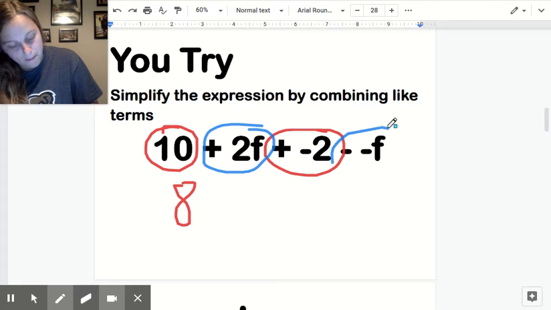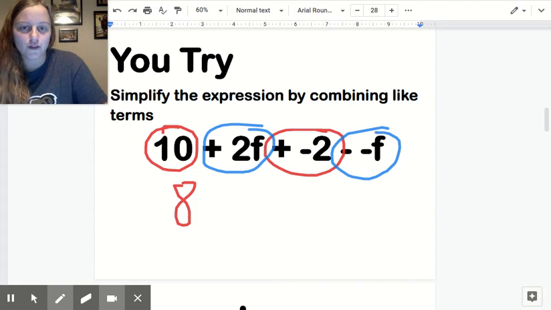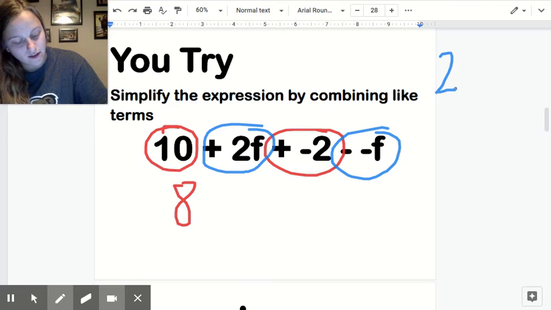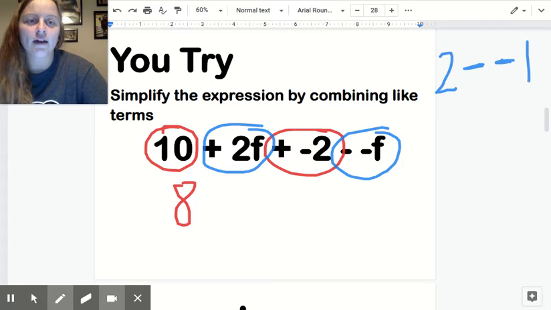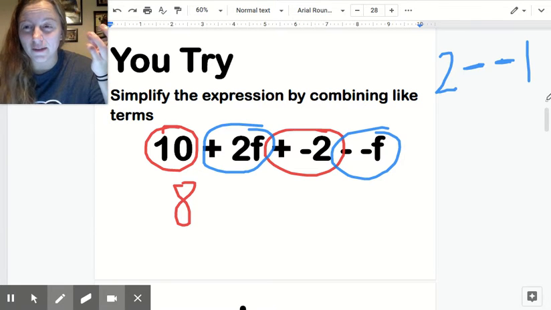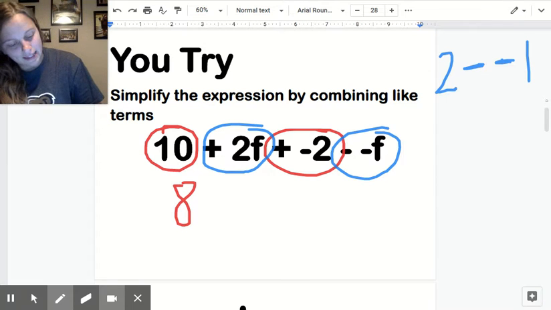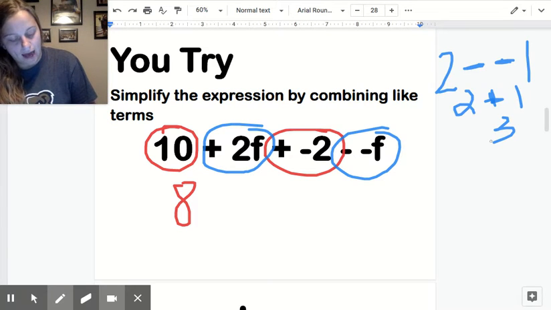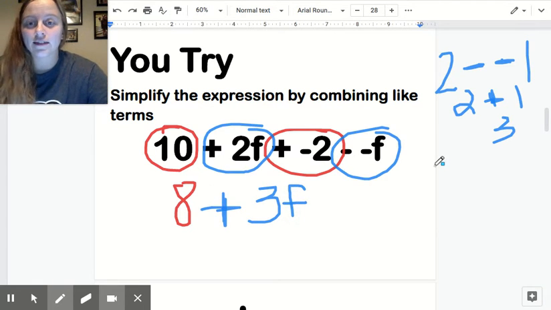Now I can move on to my f's. I have a +2f minus a negative f. So I can rewrite that over to the side, which is really 2 minus negative 1. I got rid of my f's just so it's easier for me to see the math, but I do know that there are f's attached to those numbers. I can KFC this to get 2 plus 1, which is going to give me 3. So really, 2f minus negative f is a positive 3f. So I have 8 and 3f, or 8 plus 3f.